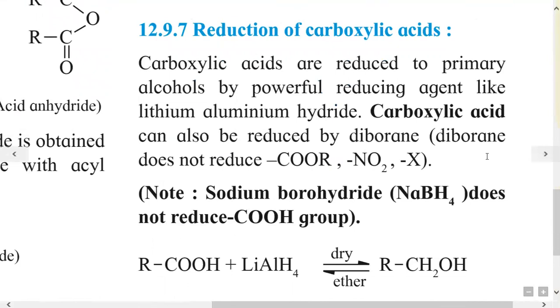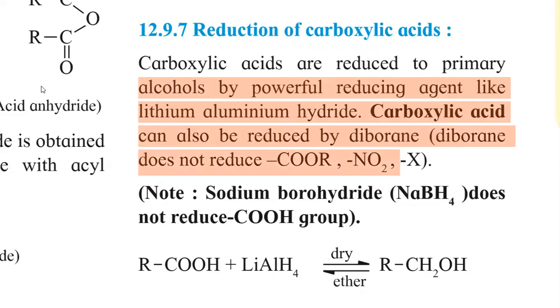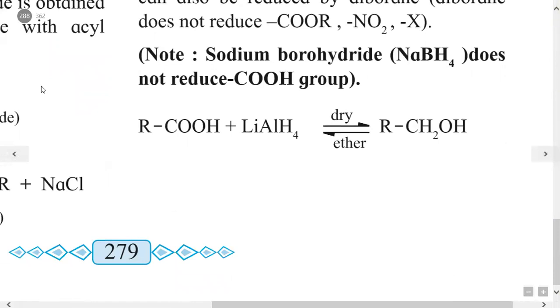The next reaction is the reduction of carboxylic acids. Carboxylic acids are reduced to primary alcohols by using powerful reducing agents like lithium aluminum hydride. Carboxylic acid can also be reduced by using diborane, but diborane does not reduce ester, nitro and halide groups. Sodium borohydride, NaBH4, does not reduce the COOH group. Therefore lithium aluminum hydride is the best reducing agent for reducing carboxylic acid into primary alcohol.